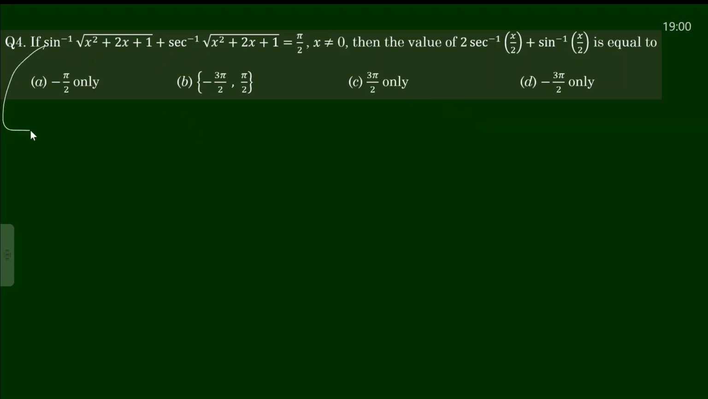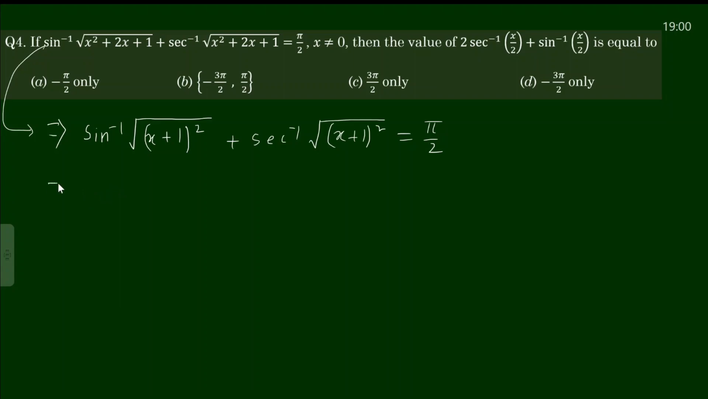So this implies sine inverse of, it is actually root over of x plus 1 whole square, is not it? Then plus sec inverse of, again root over of x plus 1 whole square, and on the right hand side it is pi by 2 only. Then this will imply sine inverse of only x plus 1 is there, plus sec inverse of only x plus 1 will remain there, is equal to pi by 2.